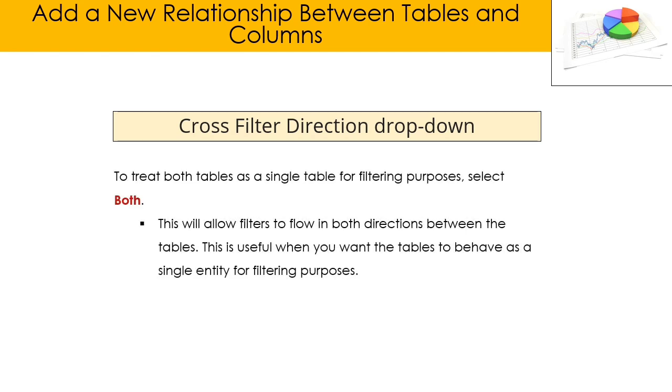To treat both tables as a single table for filtering purposes, select both. This will allow filters to flow in both directions between the tables. This is useful when you want the tables to behave as a single entity for filtering purposes.